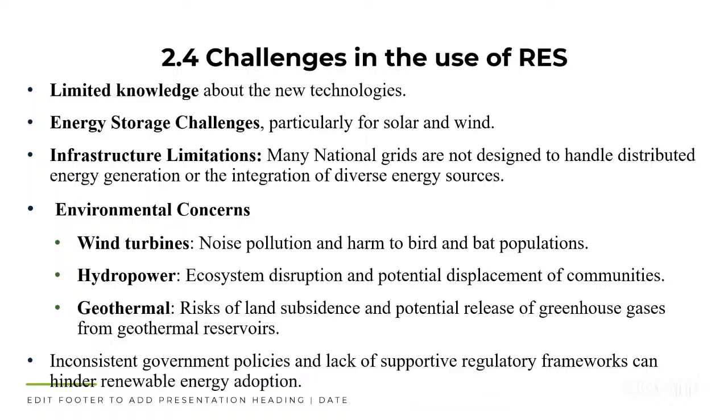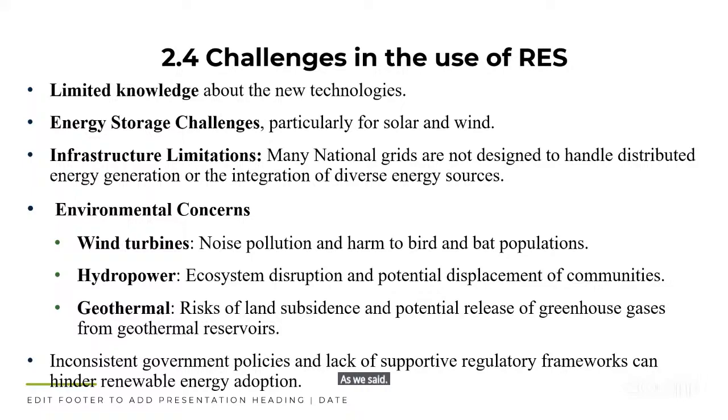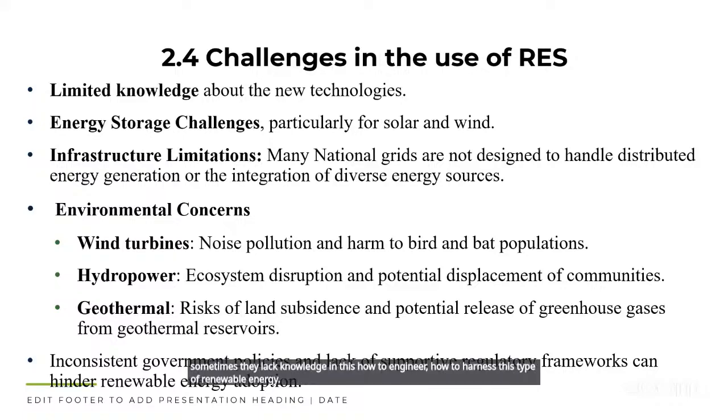But what are the challenges in the use of renewable sources of energy? The first one, as I said, and this is the rationale for this course, is limited knowledge. As we said, agriculture is mostly done by rural people, and these people sometimes lack knowledge on how to engineer or harness this type of renewable energy. That's the first limitation of the use of this type of energy: limited knowledge.